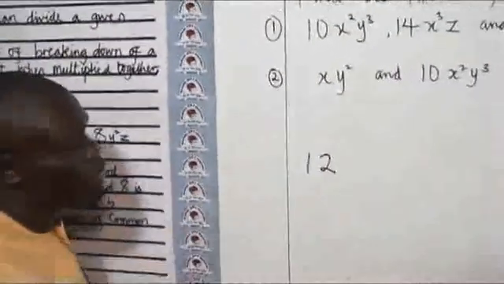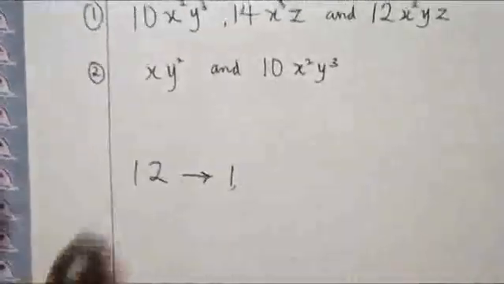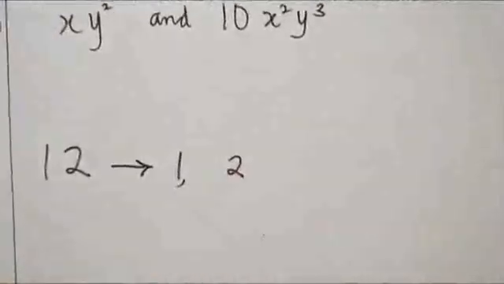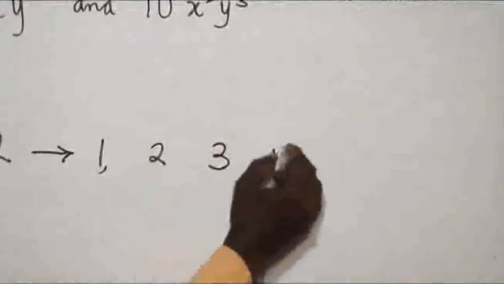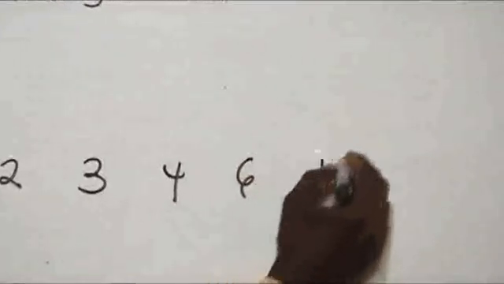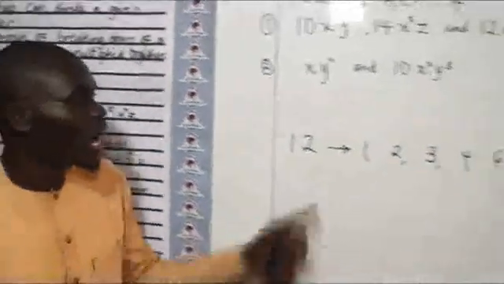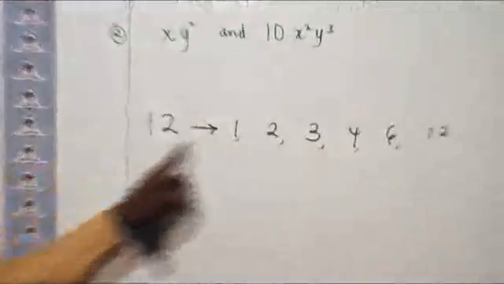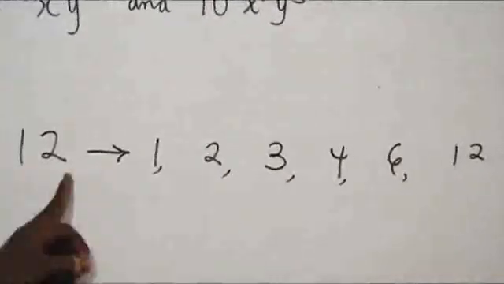When you have a number like 12, what are the numbers that can divide 12? We have 1, 2, 3, 4, 6, and 12. These are the numbers that can divide 12 without a remainder. It means all these numbers are factors of 12.